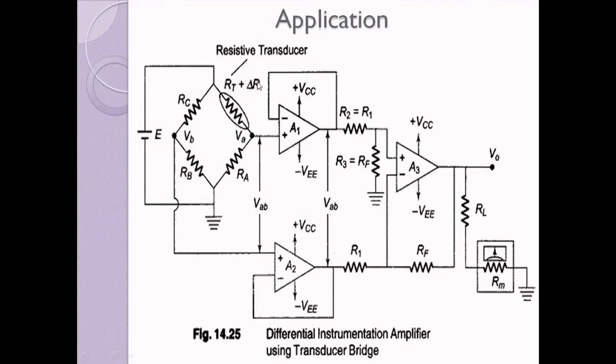When the temperature increases, the resistance will change. When the resistance changes, this voltage VAB will change. When the VAB changes, automatically the output voltage will change. This is called temperature measurement.